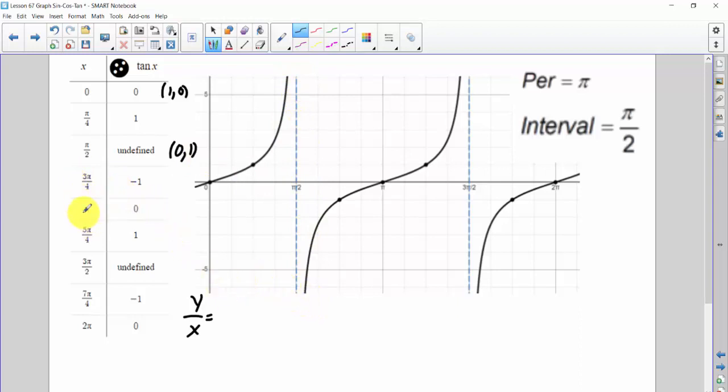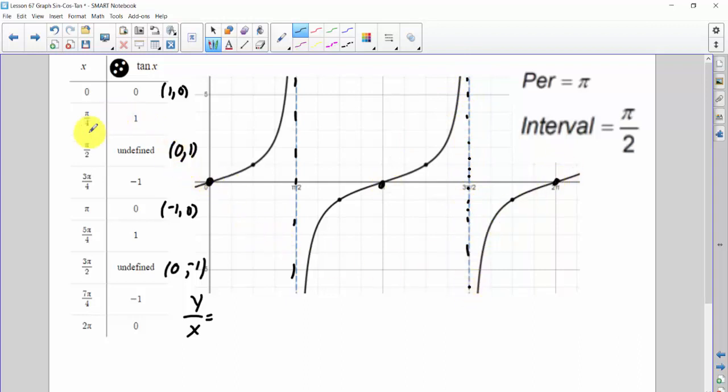Go over to pi, and I get, once again, negative 1 and 0, or y over x is 0. Go to 3 pi over 2, I get 0, negative 1, and y over x is undefined again, so another asymptote. And then at 2 pi, I'm back to my value of 0. So initially plugging in, I get nothing but singular points and then asymptotes. So what I really need is some intermediate points to get this done.